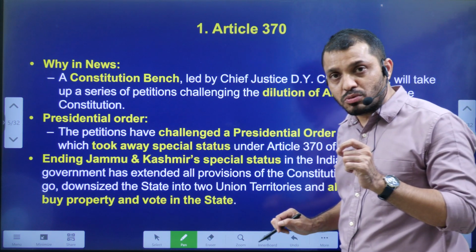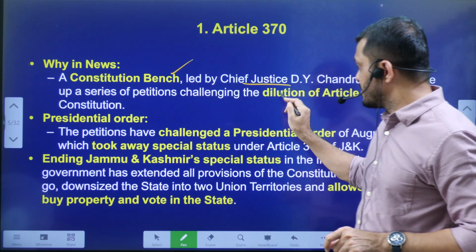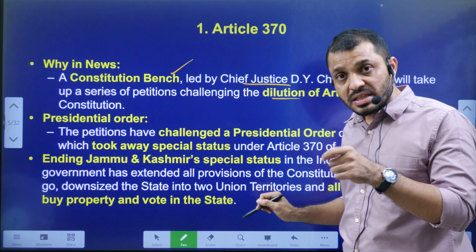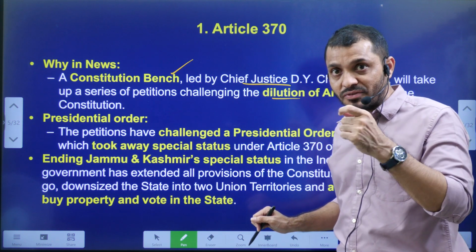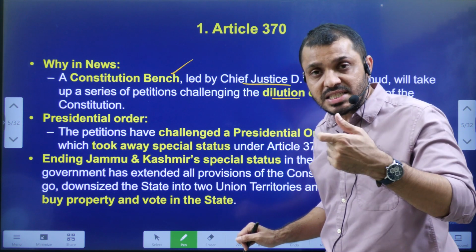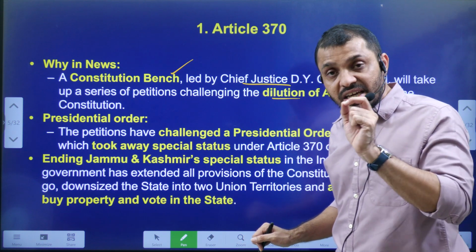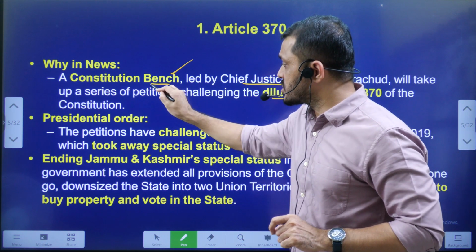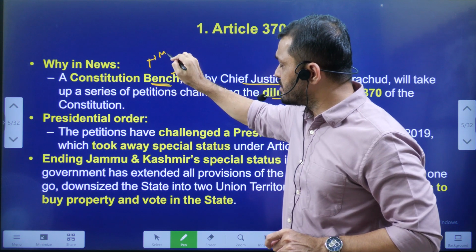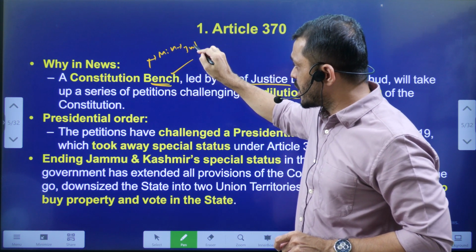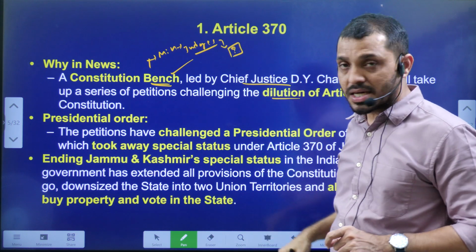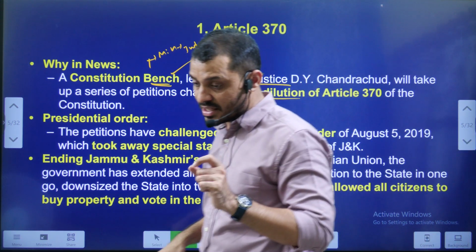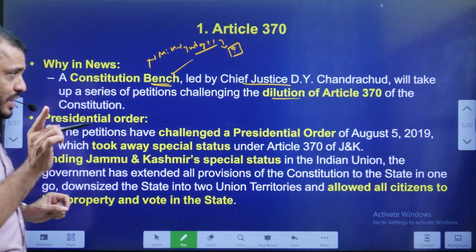First, why is it in the news? The constitution bench led by D.Y. Chandrachud accepted the petitions challenging the abolition of Article 370. Here is one question for you students. Constitutional bench means what is the minimum strength of judges? At least how many judges will be there? Tell me the answer. Very important question.